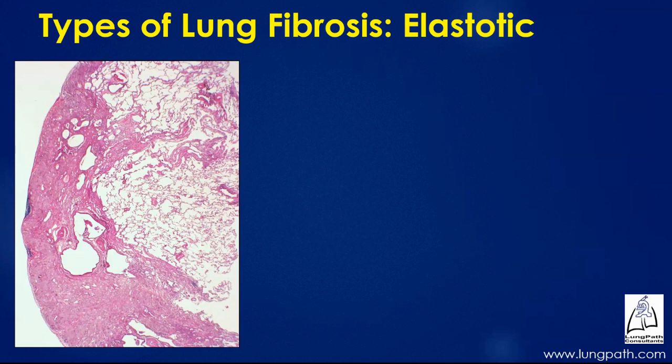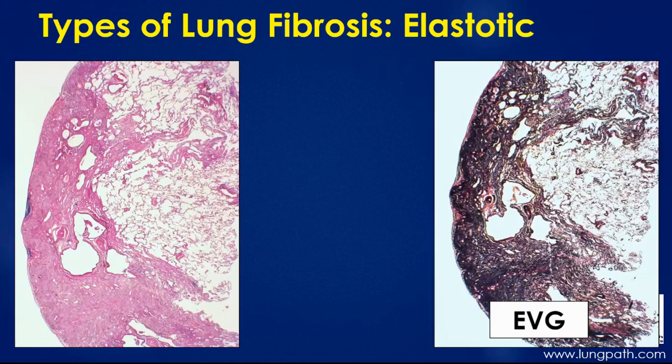Moving on now to elastotic fibrosis. So there are lots of different kinds of fibrosis in the lung. Elastotic fibrosis tends to be in the subpleural regions. Now, you will commonly see this in an apical cap, which is on the apex of the upper lobes, as an incidental finding. But when this becomes more widespread, you have interstitial lung disease.